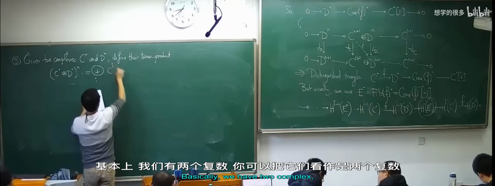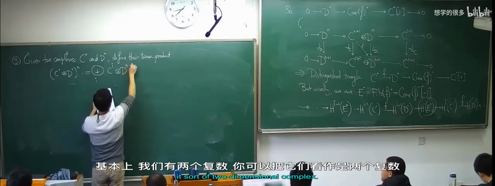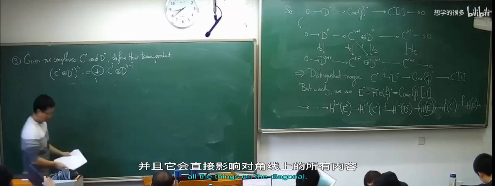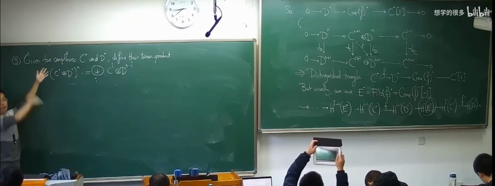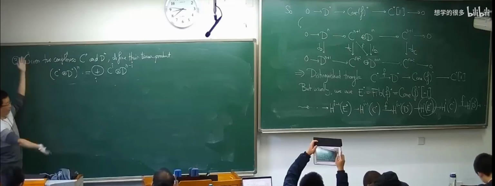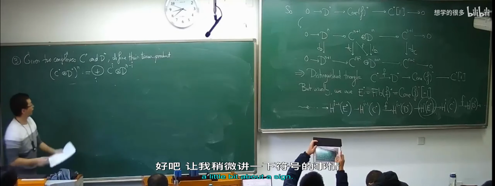Basically, when you have two complexes, you can make a two-dimensional complex, and you direct sum all the things on the diagonal. So that's going to make it a one-dimensional, usual complex. It's the same thing as usual. But let me just say a little bit about the sign.